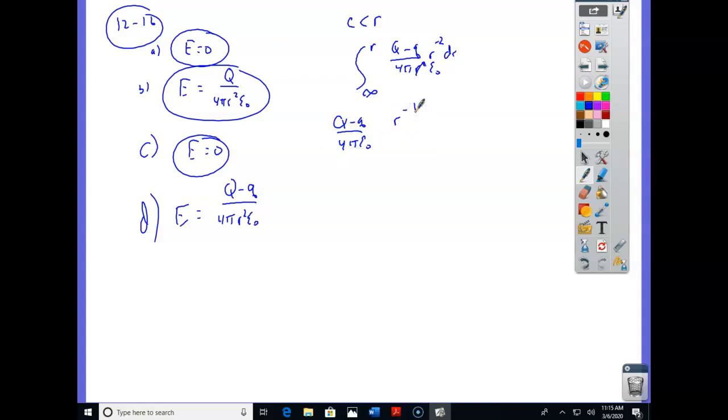And now I got a problem on my hands that I'm going to have to think about really hard. But we'll do that in just a moment. From infinity to R, we know that infinity is going to be 0, so I'll have to worry about the first one, which is going to give me Q minus Q over 4 pi E naught R. Agreed? Okay.